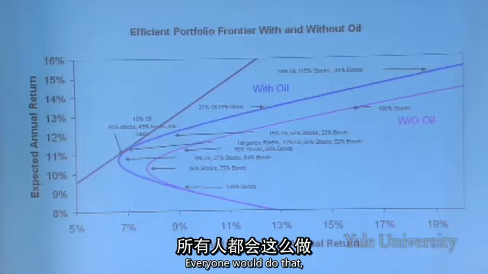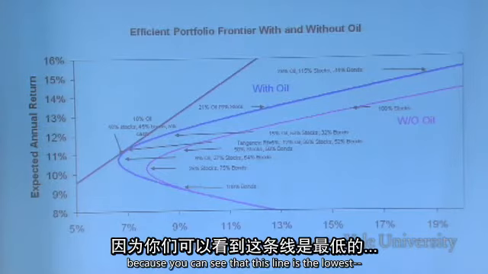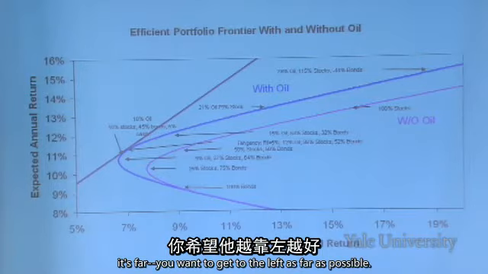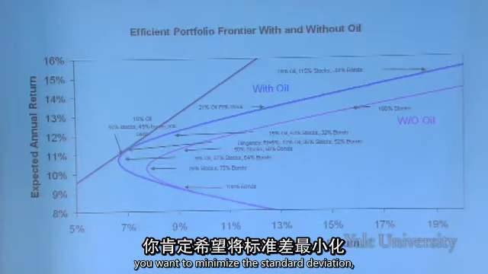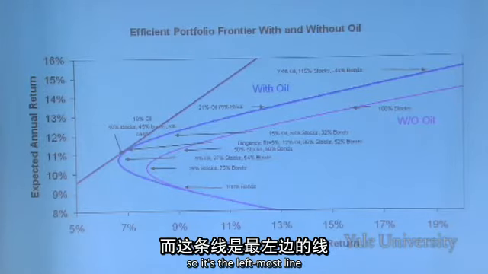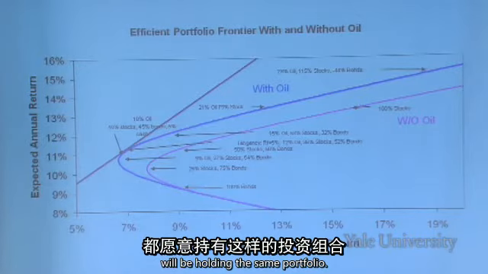But everyone would do that. No one would ever hold some other portfolio because you can see that this line is the lowest. You want to get to the left as far as possible. For any given expected return, you want to minimize the standard deviation. So it's the leftmost line. And that means that everyone will be holding the same portfolio.